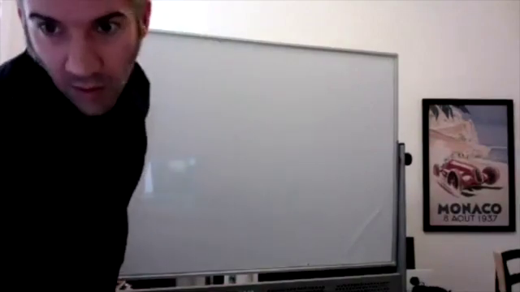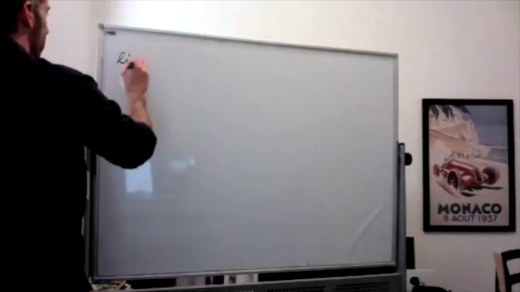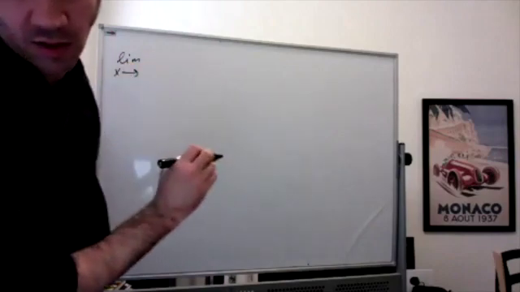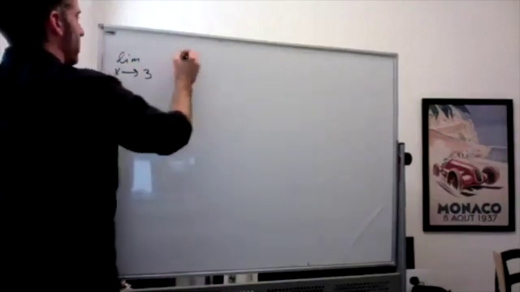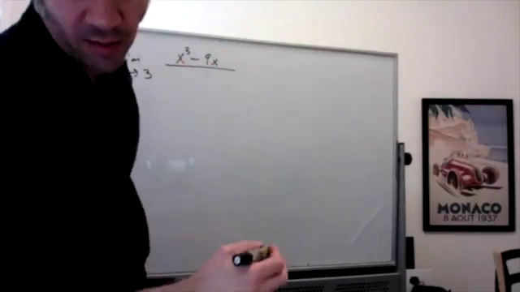Let's see what I've got here. What else do I have? Sure, why not? Let's look at the limit as x approaches 3 of x cubed minus 9x over x squared minus 4x plus 7.